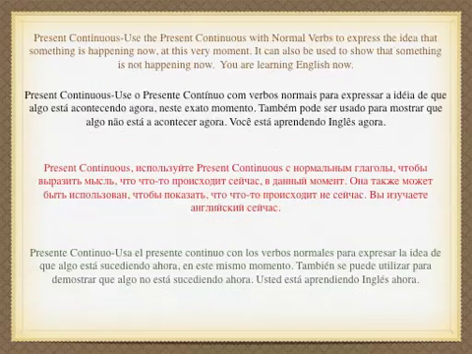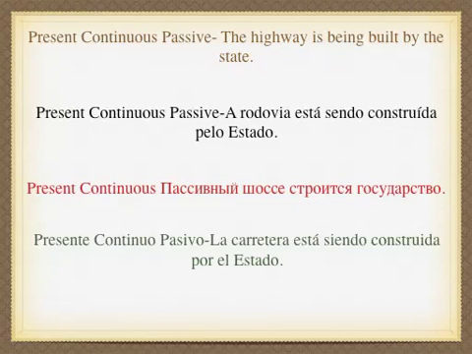Present continuous. Use the present continuous with normal verbs to express the idea that something is happening now, at this very moment. It can now also be used to show that something is not happening now, and you are learning English now. Present continuous passive. The highway is being built by the state.